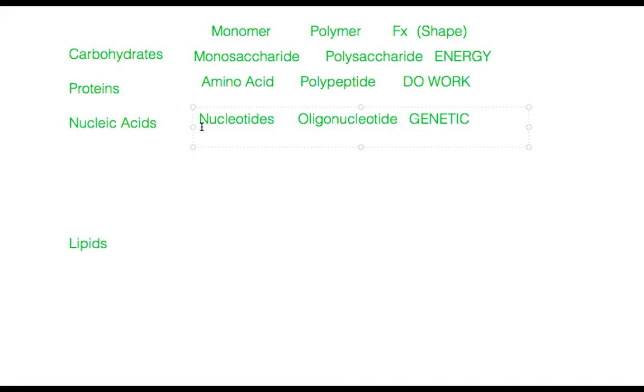And so you can't really say what the monomer is or the polymer is. And lipids also have a diverse array of functions. They form membranes. They also provide energy. And so it's harder to do this thing with lipids, but they are still a class of macromolecules.